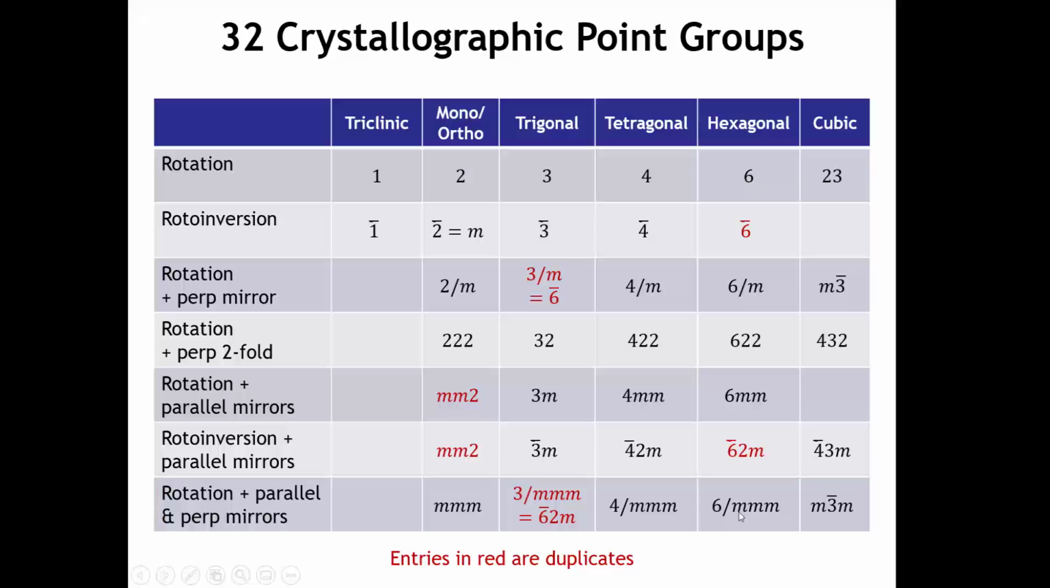And finally, we could have a rotation axis with both perpendicular and parallel mirrors, and that gives us the bottom row here. We see a couple of other duplicates here. We see once again the 3 over MMM could be rewritten as 6 bar 2M. Once again, this is because of the equivalency of the 6-fold rotoinversion axis and a 3-fold rotation axis with a perpendicular mirror. And because a 2 bar rotoinversion axis is equivalent to a mirror, that's the reason why these are both MM2. So if we remove the duplicates, we'll see that there's 32 point groups here.